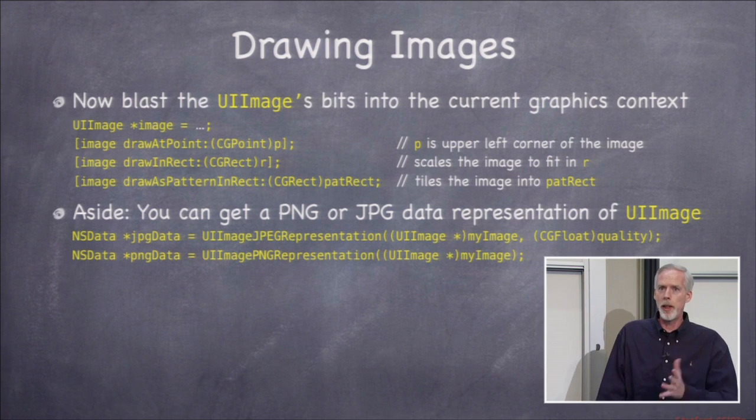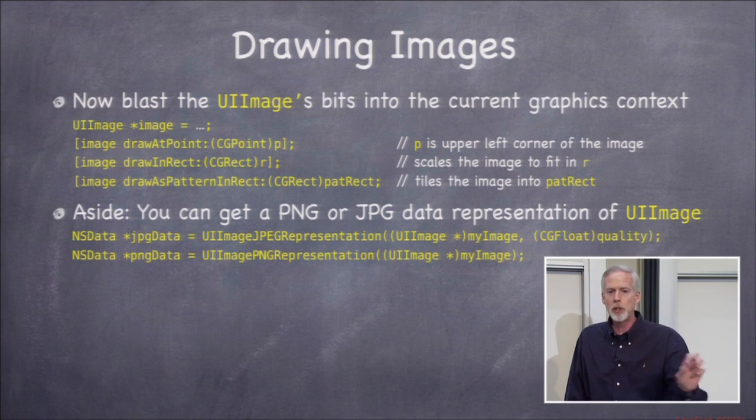Okay, and you can get other representations, PNG representations of things you've drawn and all these things. So I just want to let you know that's in there. You don't need it for your homework, but anyway. So drawing text and images, really easy. It's just attributed string and UIImage, draw at point, draw in rect.